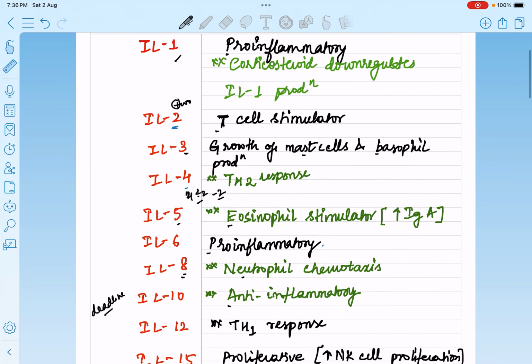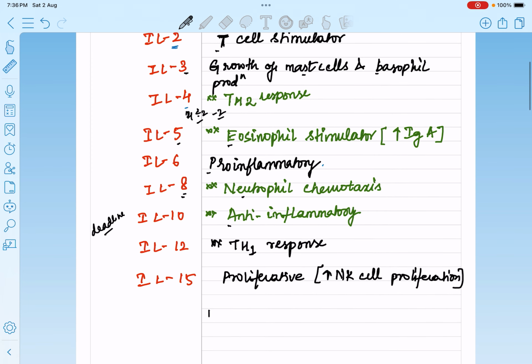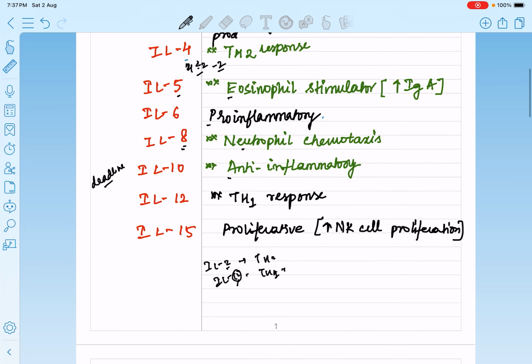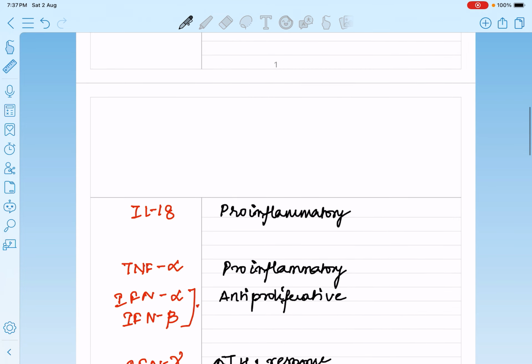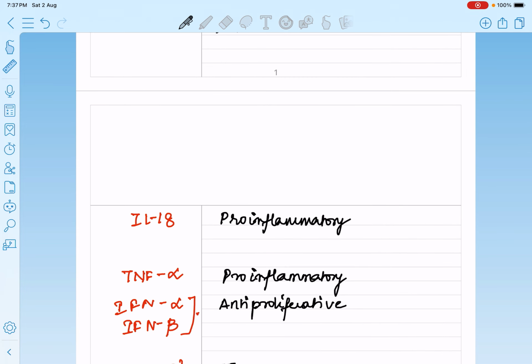IL-12. See, here we were talking about IL-2. IL-4 being the Th2 response, but here IL-12 is there for Th1 response. How? 2 went behind Th2, and here 1 came, so 1 will go with Th1 response, that is IL-12. IL-15 is causing a proliferation, that is NK cell proliferation. Then we have IL-18. Again, it is a pro-inflammatory. Not so important, but you need to remember.